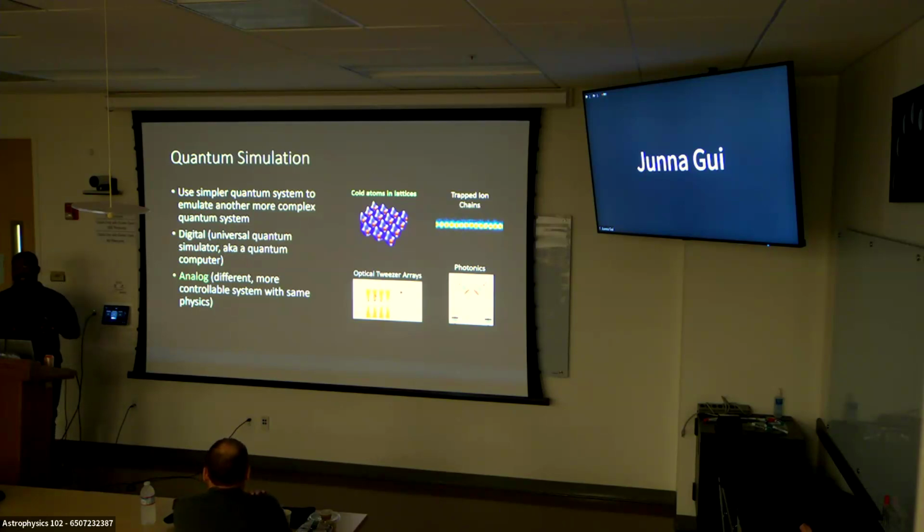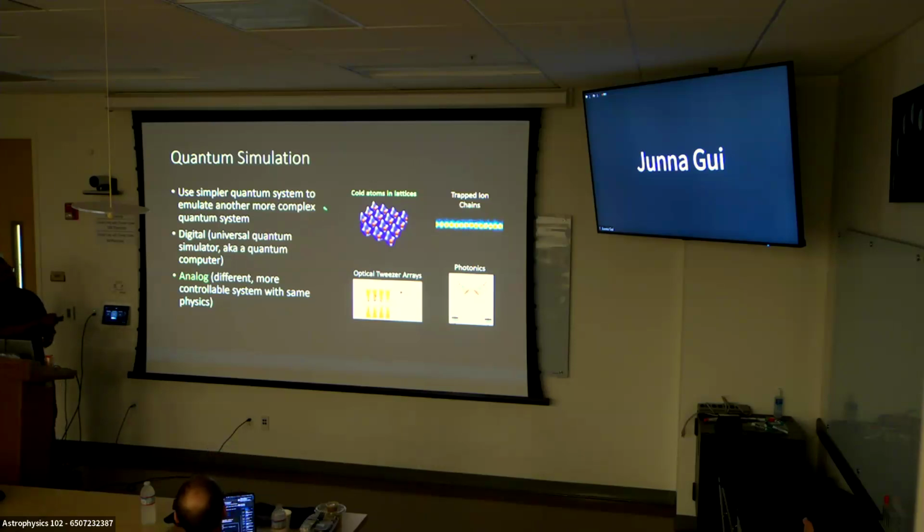So for example, in an optical lattice, this is an optical potential where atoms hop around like electrons hopping around in a solid. We can control defects, we can control the size of the system, and so the rate of the dynamics, et cetera. Okay. So when you think of digital and analog simulation, you can realize it in different platforms. I highlighted my favorite one, cold atoms and lattices, at least at the moment. But you can also do this sort of thing with trapped ion chains or optical tweezer arrays, or even all-photonic systems.